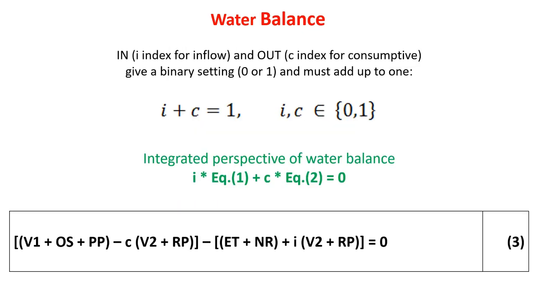In doing so, we employ the index I for inflow and C for the consumptive. Each one can be 0 or 1, and together must add up to 1. Multiplying equation 1 with I and equation 2 with C, the result will still be 0. Rearranging the terms, we get equation 3.